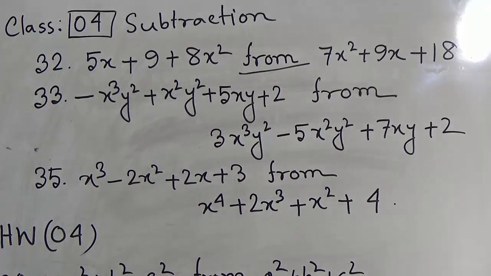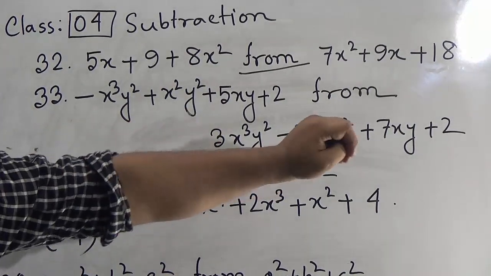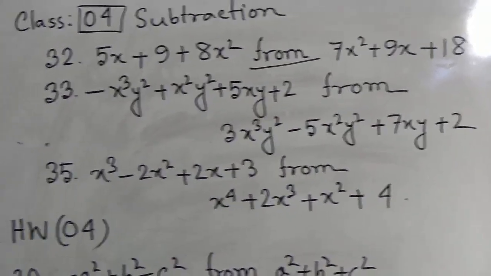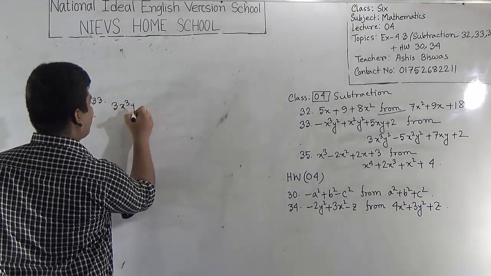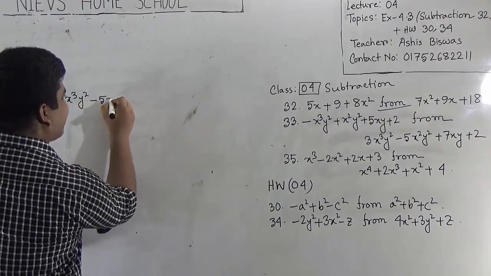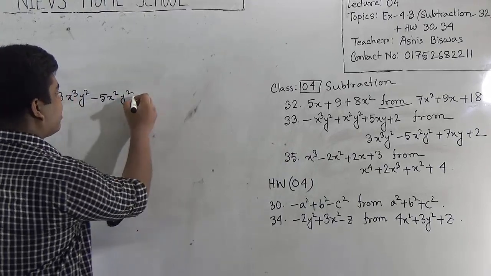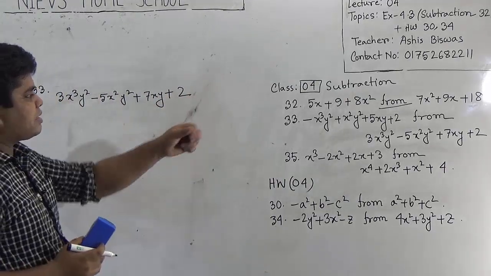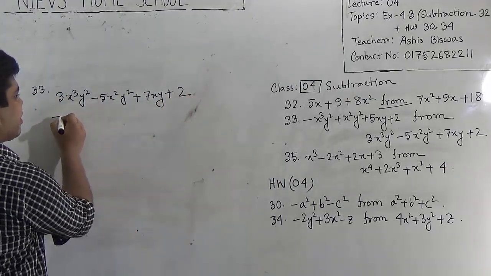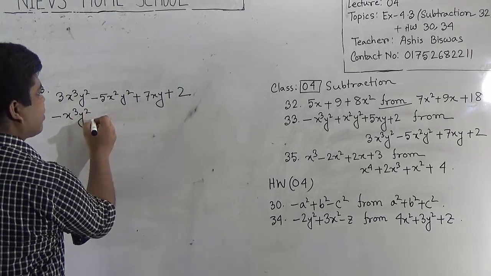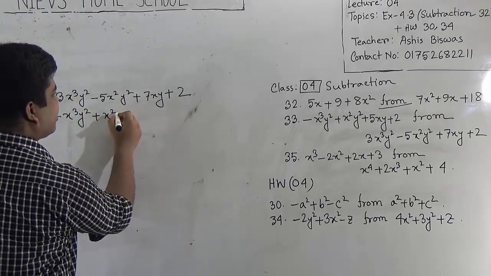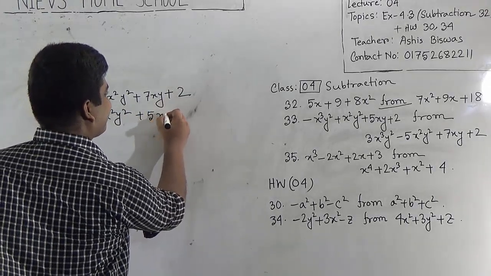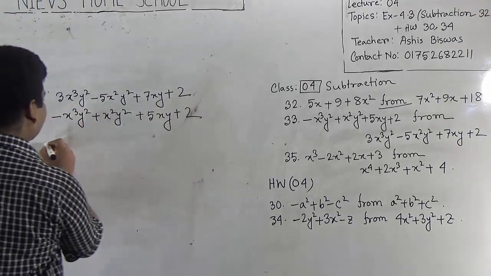My dear students, we subtract the first expression from the second expression. So at first we write the second expression. That means here the second expression is 3x cube y square minus 5x square y square plus 7xy plus 2. And the first expression is minus x cube y square plus x square y square plus 5xy plus 2.